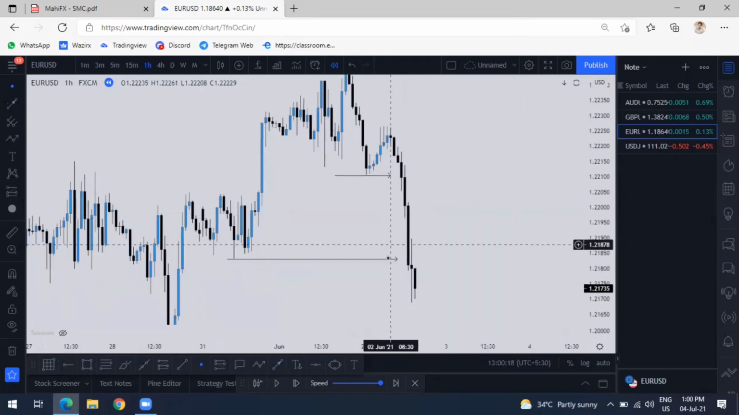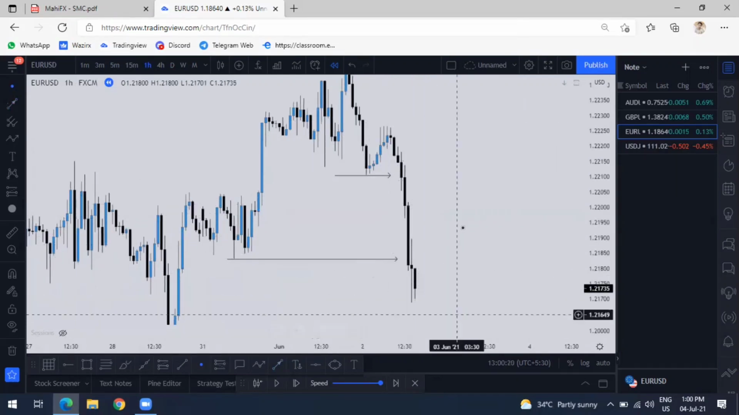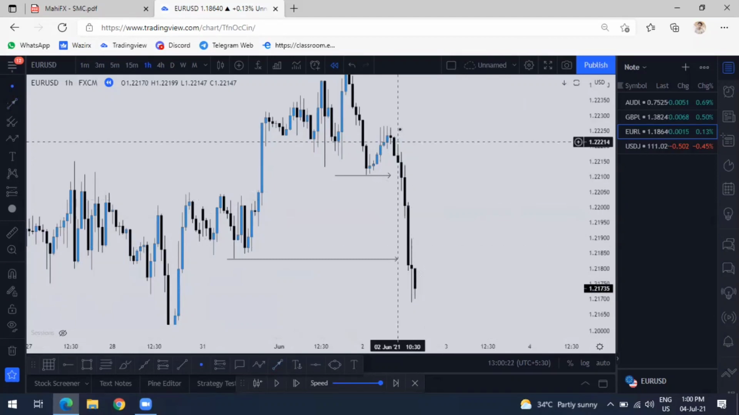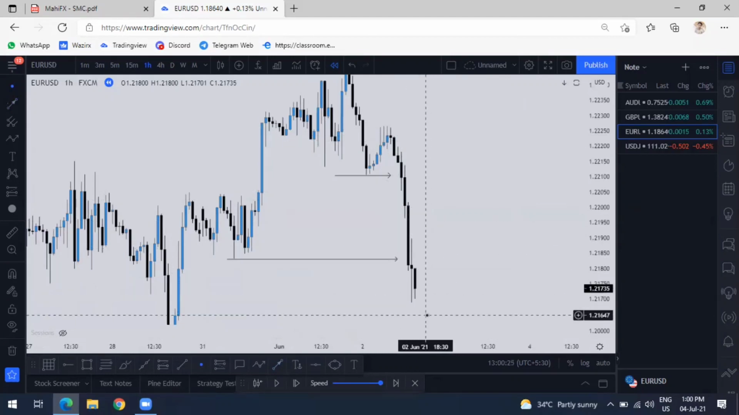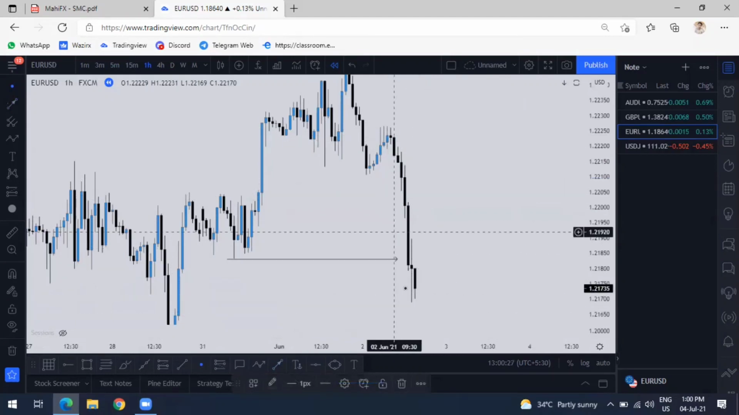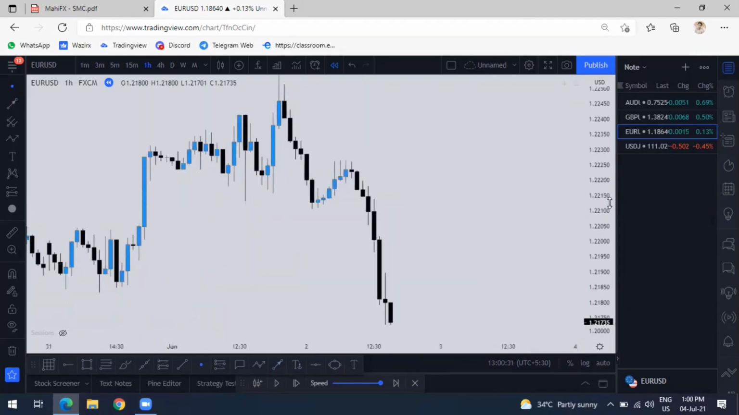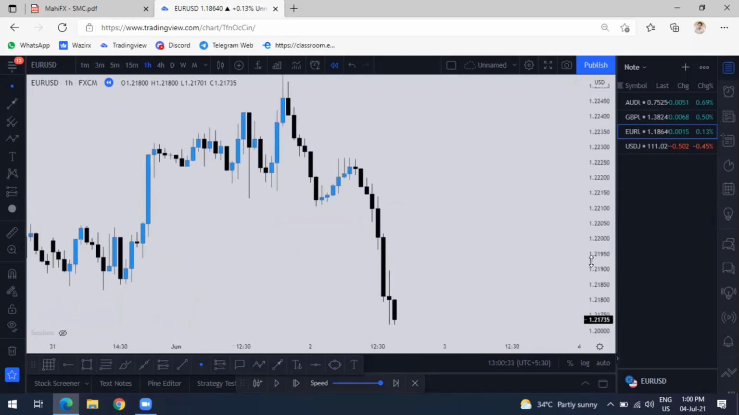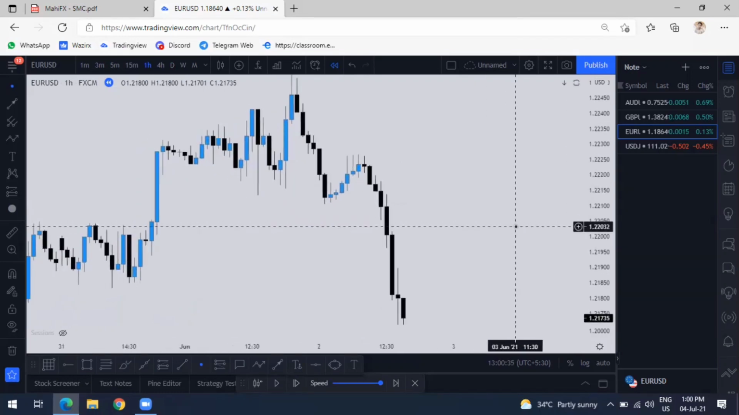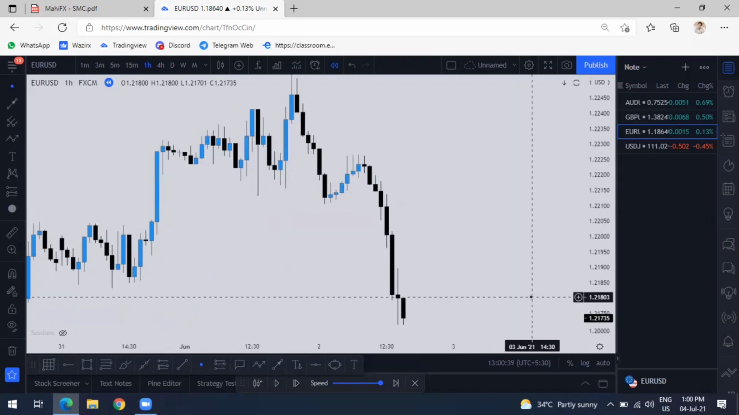Okay, and as you can see the move is very impulsive and very fast. It's a clear drop of more than 70-80 pips, I guess. So now we're focusing on sell opportunities. Now where is your order block? Well, that's simple. This one. Yeah, that's correct. So this is our final last recent order block.